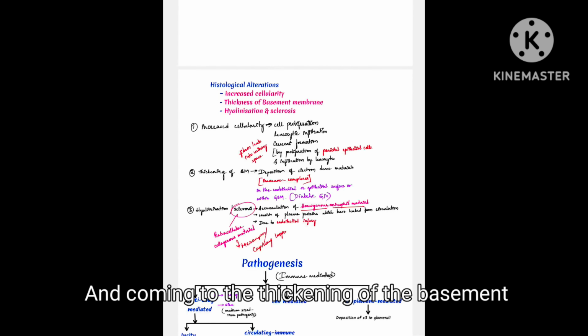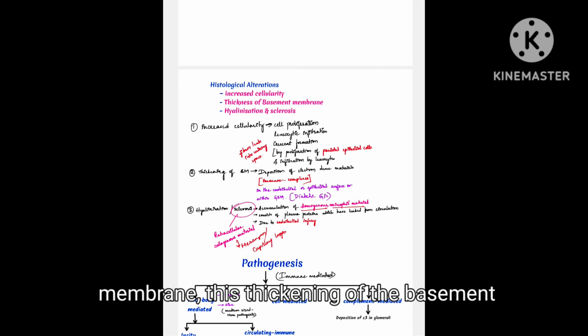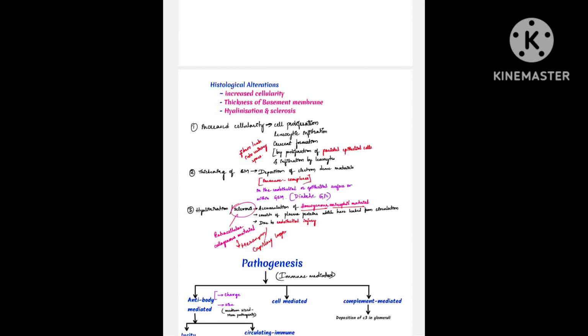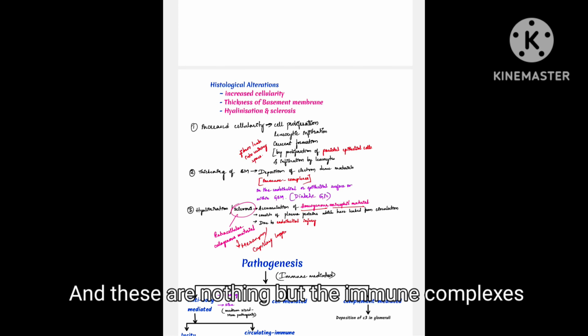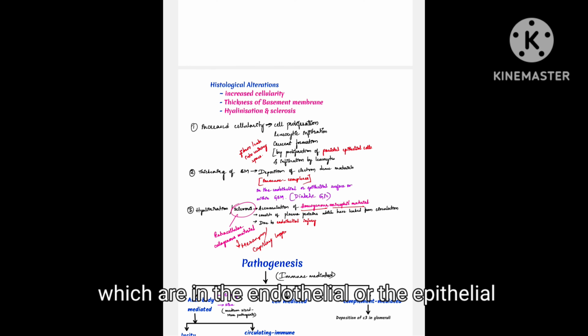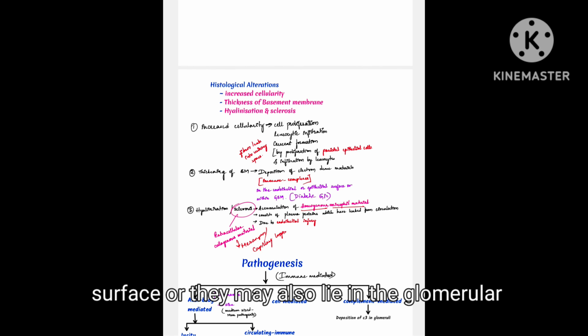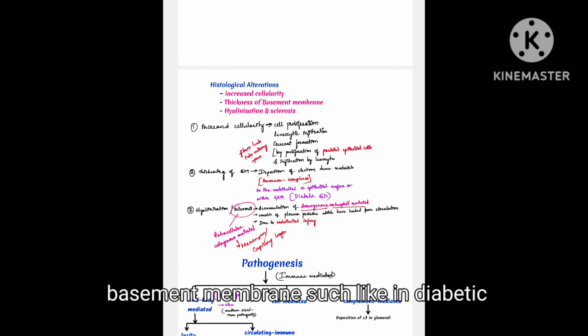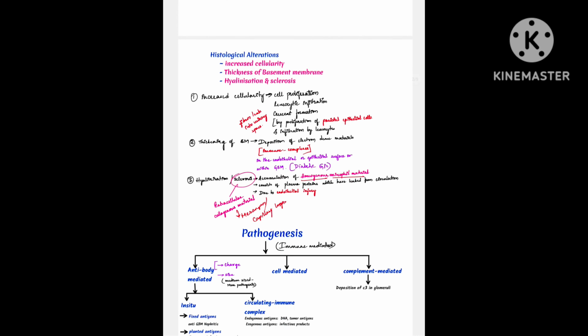And coming to the thickening of the basement membrane, this thickening is due to the deposition of electron-dense bodies. These are nothing but the immune complexes which are on the endothelial or the epithelial surface, or they may also lie in the glomerular basement membrane, such as in diabetic glomerulonephritis.